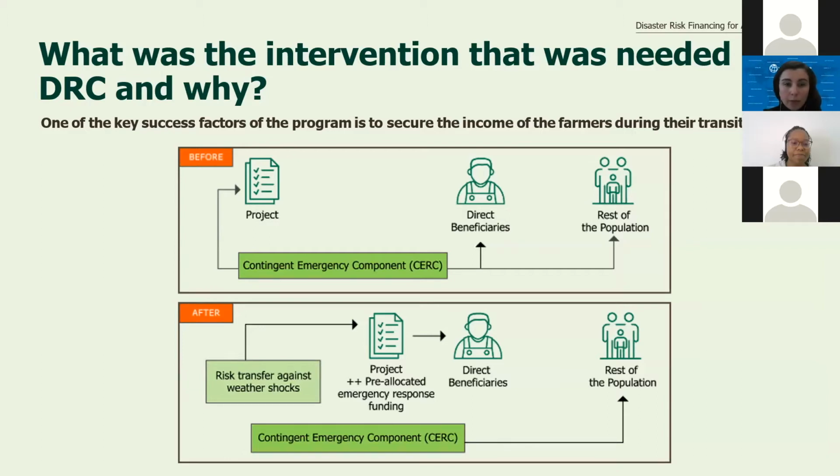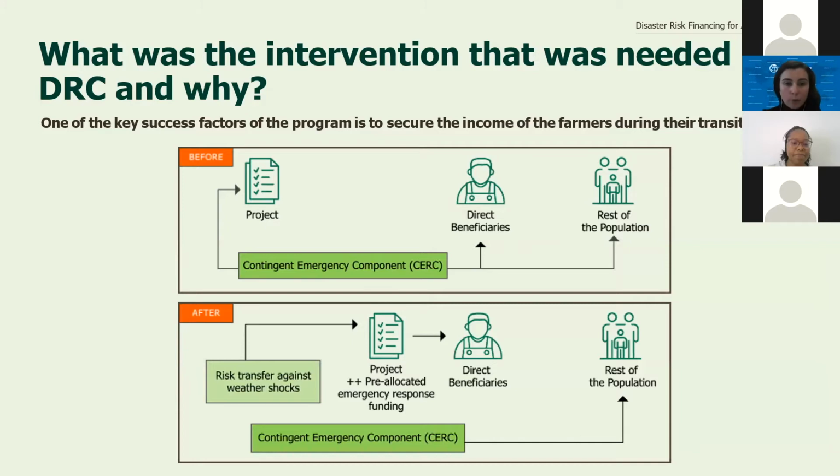With the key success factor in mind, that the program needs to secure the income of these smallholder farmers during the transition phase from older agriculture practices to improved climate smart agriculture practices, we needed to improve as well the way we respond to disasters through projects at the World Bank.